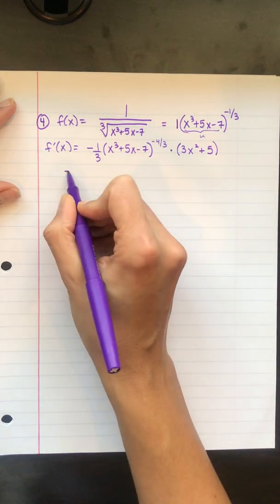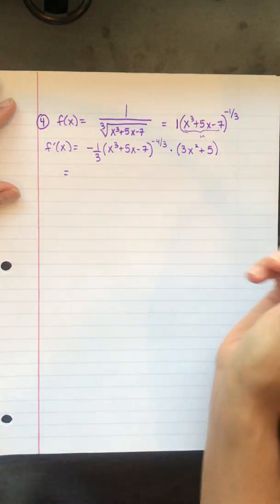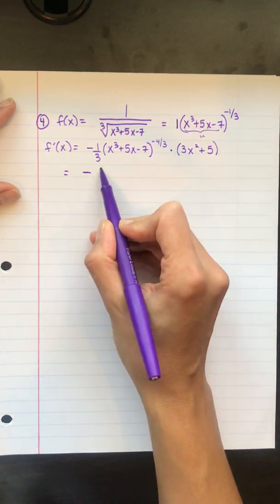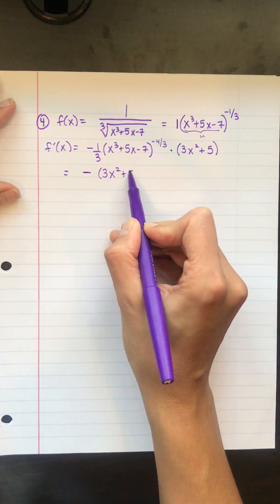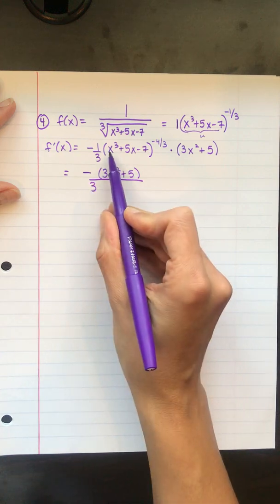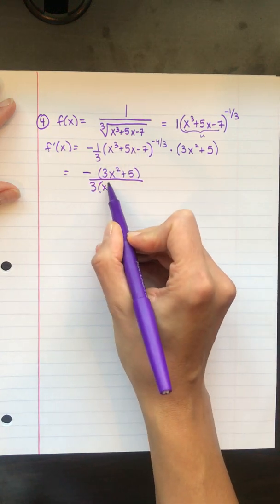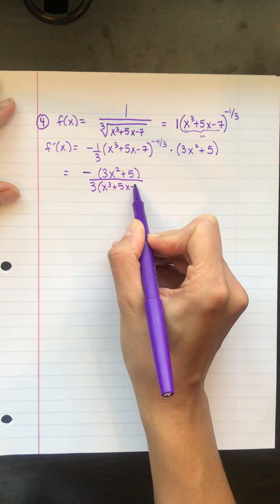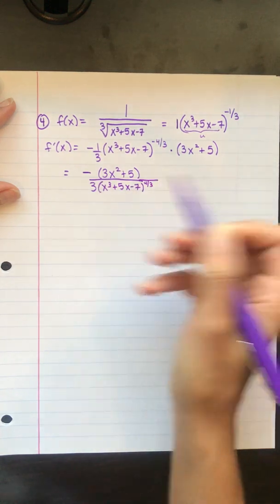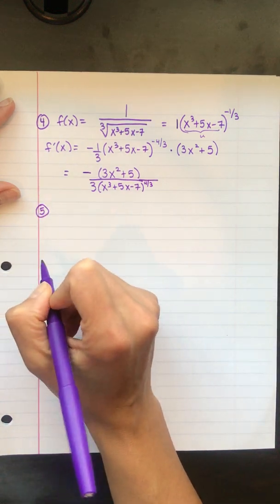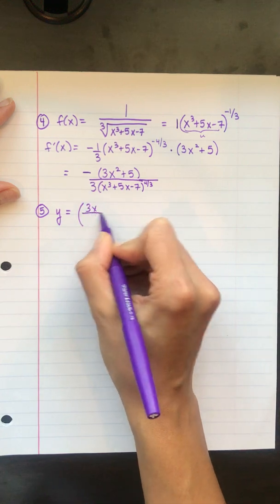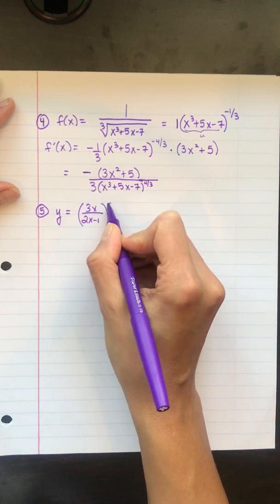And I'm done. So as a final answer, no negative exponents, I will have a negative 1. I have a 3x squared plus 5 in the numerator. And in the denominator, I have a 3. And then I have this x cubed plus 5x minus 7 raised to the 4/3 power. And I just leave it like that. I'm done. Next problem. What if I have y equals 3x over 2x minus 1 to the 5th?